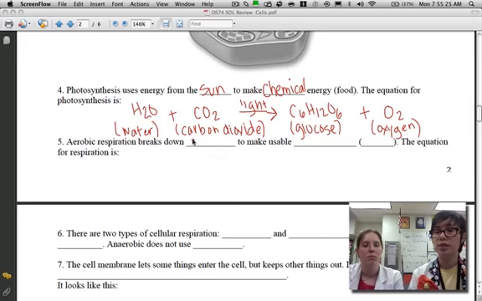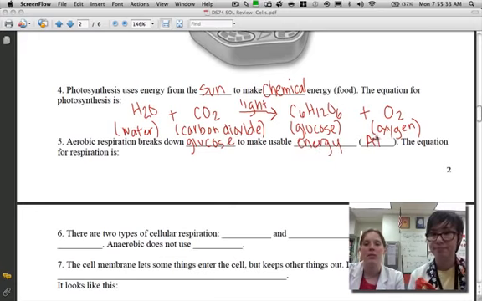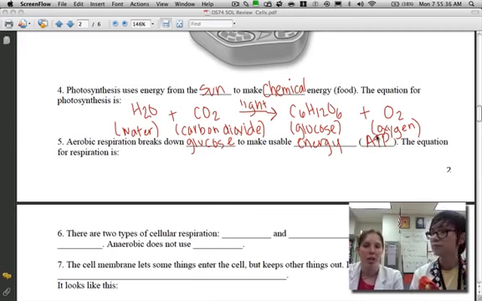Aerobic respiration breaks down glucose or food to make usable energy. And that's always going to be in the form of what? ATP. So remember, ATP, energy. All right, in the equation for respiration, we're going to do the exact same thing. We're going to give it to you in the chemical formula, and then we're going to give you the cheat sheet version on the bottom.